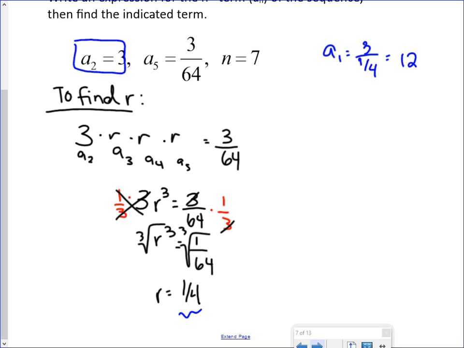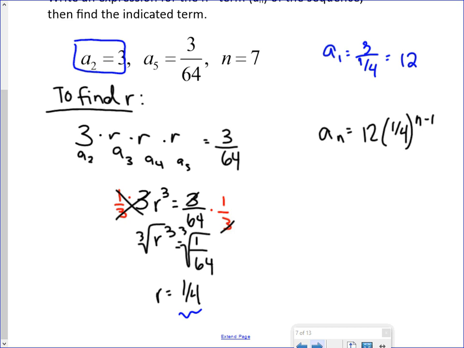So that worked out really well. I like that idea. Okay. If you wanted to, you could do like we did in the warm-up, choose one of those as an ordered pair, n, comma, a sub n, and plug it into the rule and solve. So there are multiple ways to do it, but now I can write the rule. A sub n equals my first term 12 times 1/4 raised to the n minus 1.